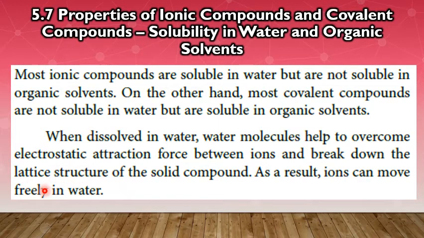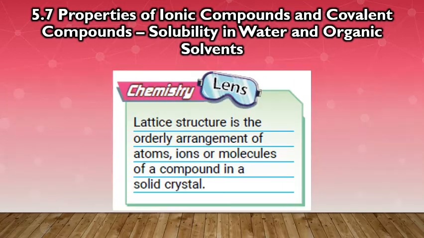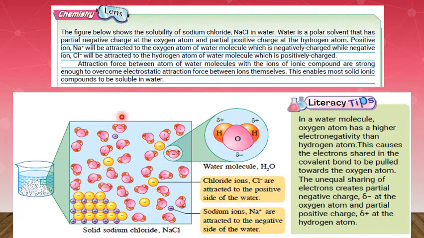So what is lattice structure? Let us look at it now. Lattice structure is the orderly arrangement of atoms, ions or molecules of a compound in a solid crystal. So that's the meaning. This picture explains why most solid ionic compounds are soluble in water.